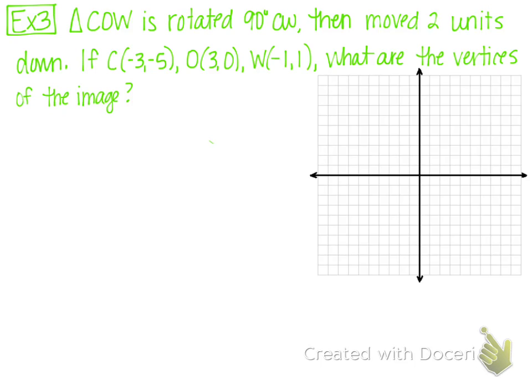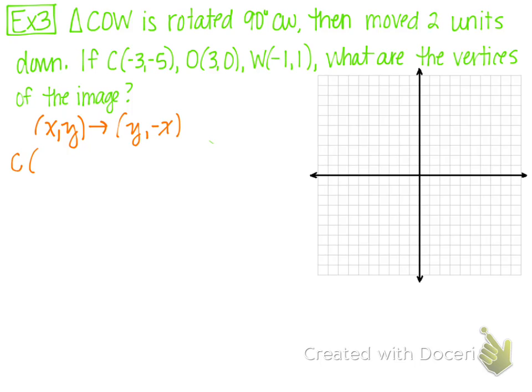Okay, so moving on to example 3, it says triangle COW is rotated 90 degrees clockwise and then moved 2 units down. If C is at -3, -5, O is at 3, 0, and W is at -1, 1, what are the vertices of the image? So first of all, let's write down what we have to do to it to rotate it 90 degrees clockwise. So we're going to take X and Y, and we're going to have Y negative X. Okay, so let's start on that one.